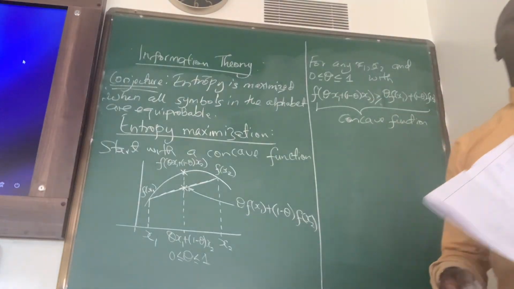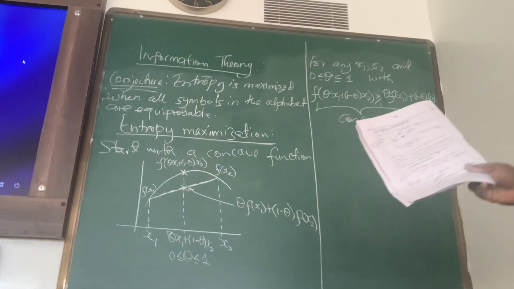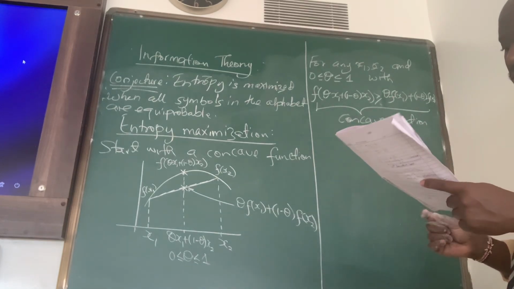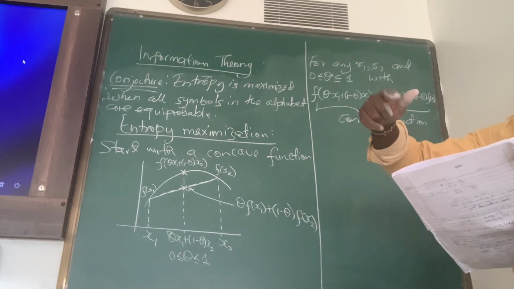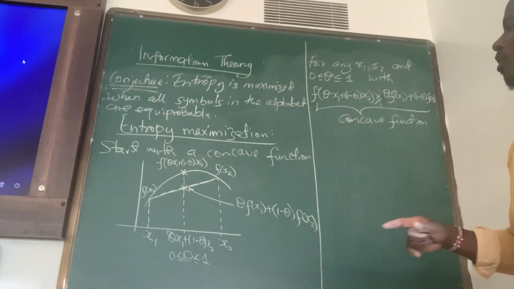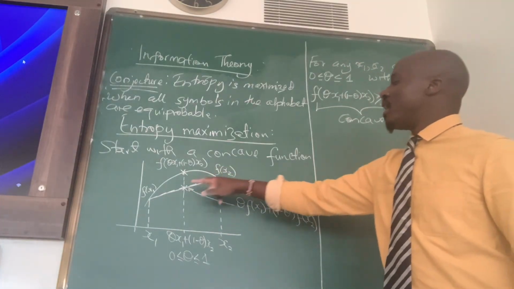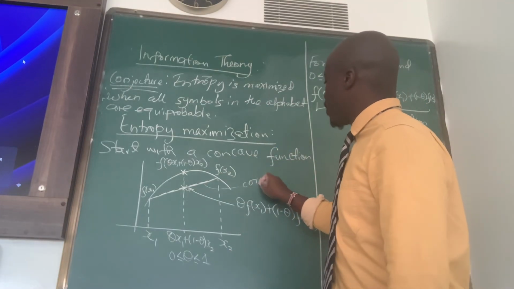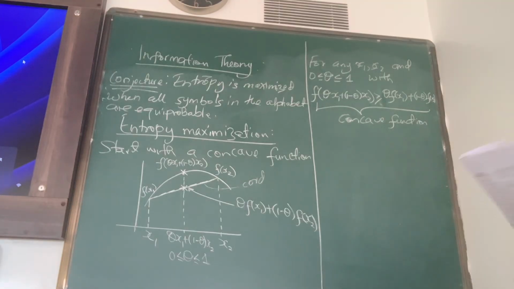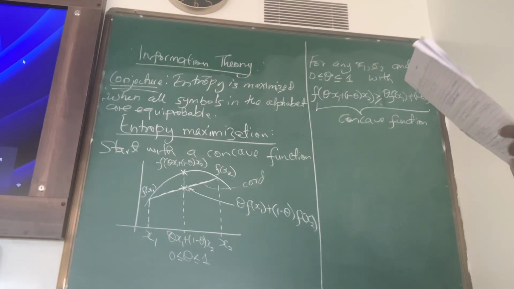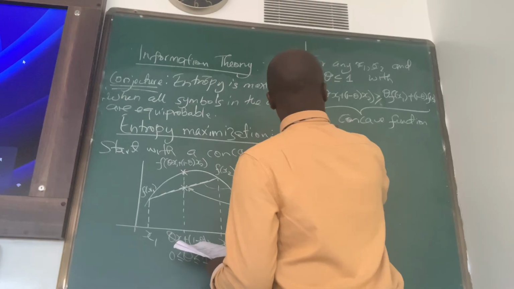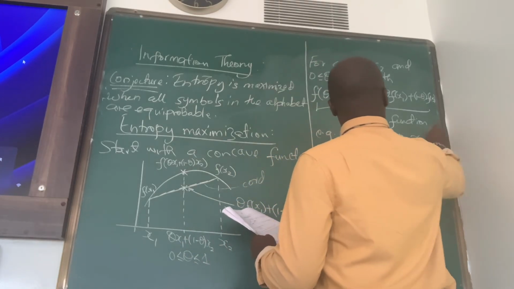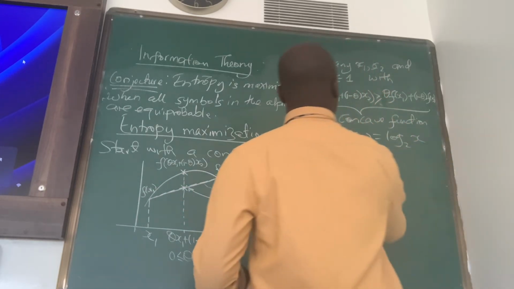So a good one is a logarithm function. Logarithm functions are concave functions, so they must satisfy this condition. That means the function will always be above a chord. So we have this chord here, and the function will always be above a chord. Those are concave functions. A good example of this one is f of x equals log to base 2 of x, the logarithmic function.